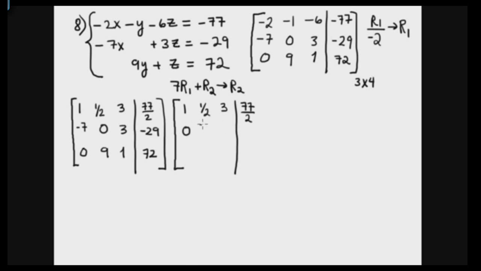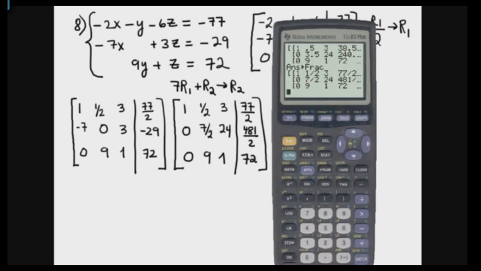Row 2 change, 0, 7 over 2, 224, 400. Wow, 81 divided by 2, 09 and 1. Okay, I finished column number 1. Let me check it just in case. Okay, 481 divided by 2. Now store, update. Good, very good.